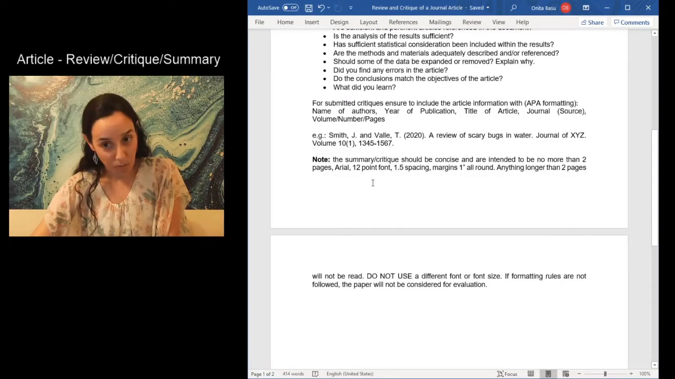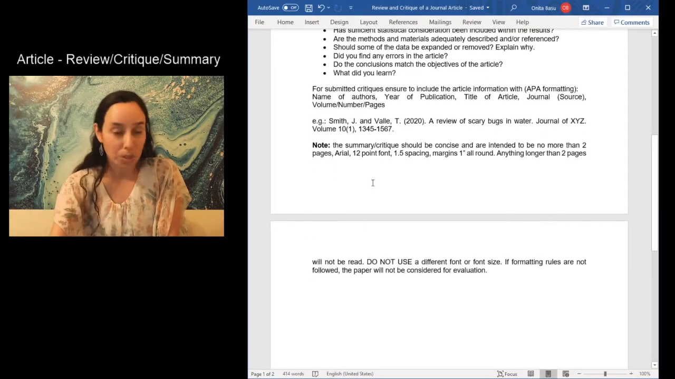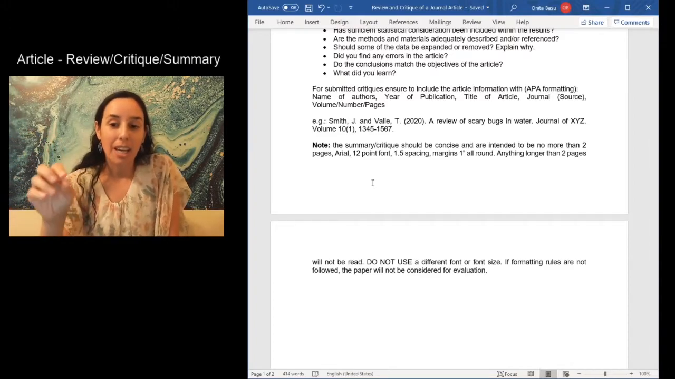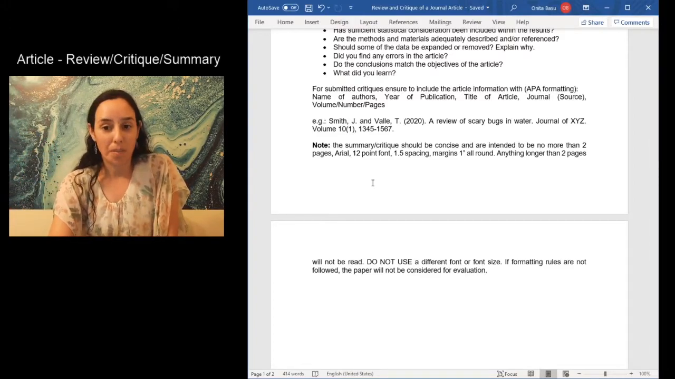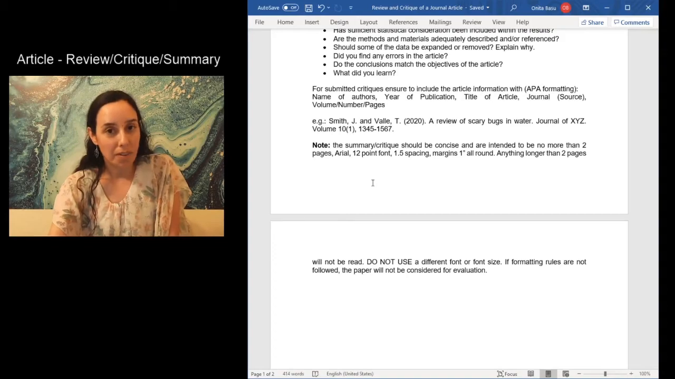I also have some formatting criteria for your article summary. Do not deviate from this. 12-point font, Arial, 1.5 spacing, margins 1 inch all around. Anything longer than 2 pages won't be read and won't be counted as actually being an effective submission. So that's really important to keep track of.